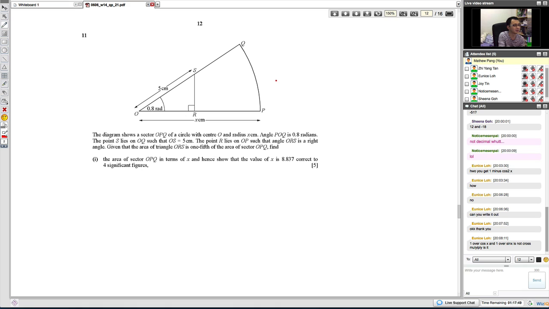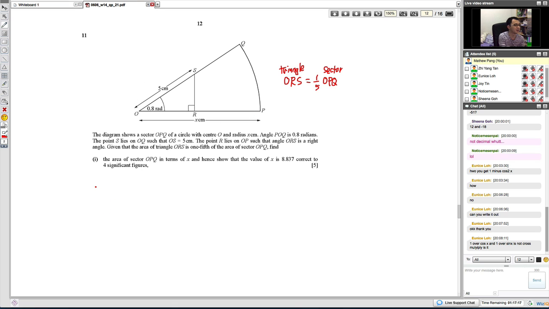I know the area of ORS, which is the triangle, equals 1 fifth of the sector OPQ. Of course, this is the sector and this is the triangle. This is some important information. Alright, the area of sector OPQ in terms of x, it asks you to find this in terms of x. So I will solve this one first.